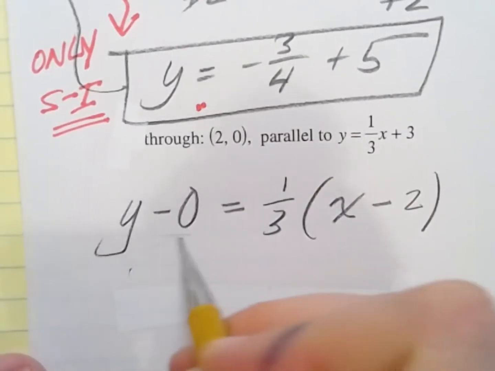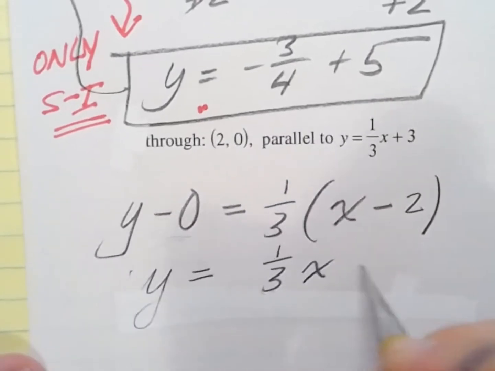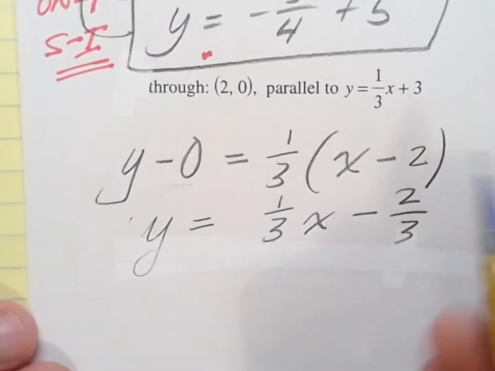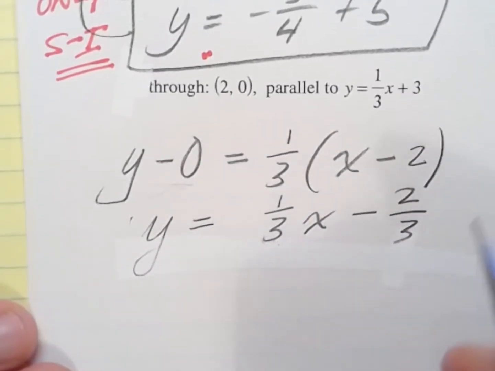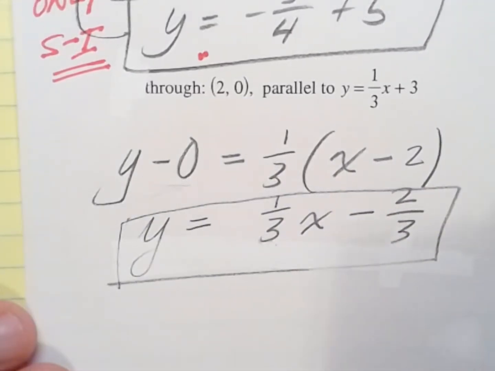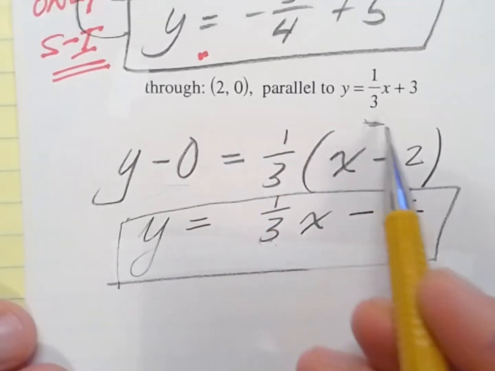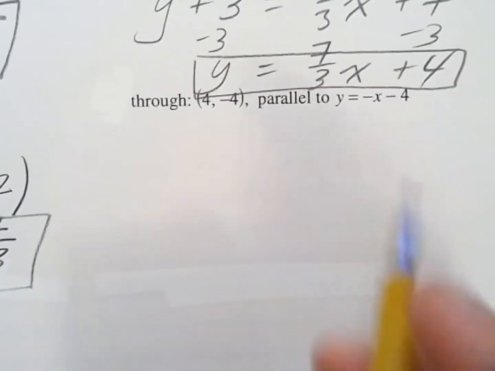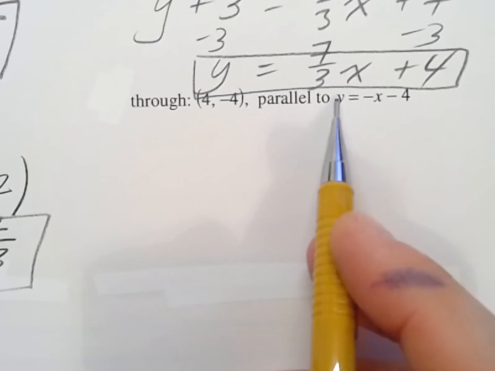I don't have anything over here, so this is already in prime position to just be done. I distribute the third and I get 1/3 x minus 2/3. So there's my slope-intercept form, and again here the slope is 1/3, as I knew it would have to be, and the y-intercept is minus 2/3. So really, if you know the slope of the line it's parallel to, you know what the slope of the new line is going to be.